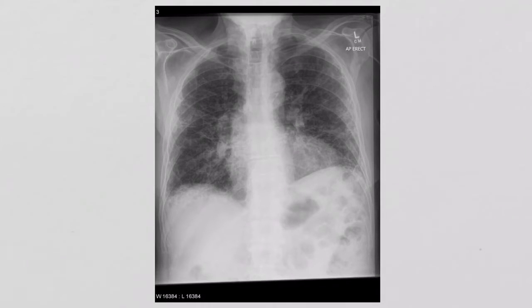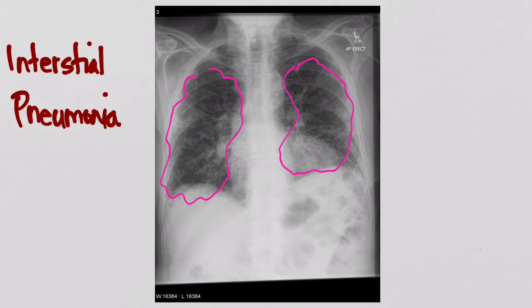Now when you look at this x-ray, the opacity is not as obvious to see, but you can kind of see that all of this doesn't really look all that good. It looks kind of patchy, like this cottony type thing on both sides. And this is what's called an interstitial pneumonia, and it usually happens because of viruses.